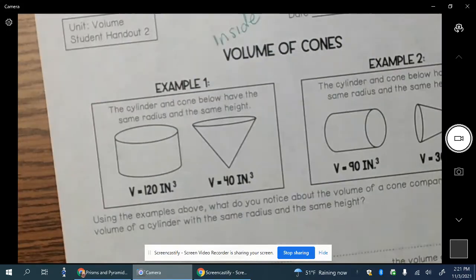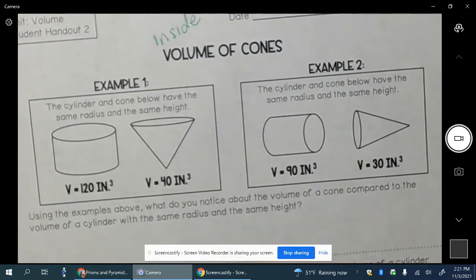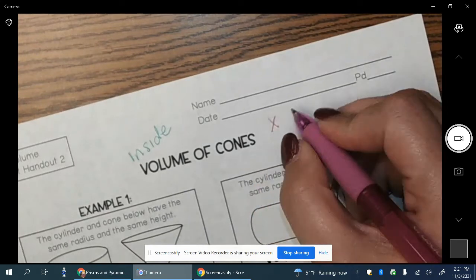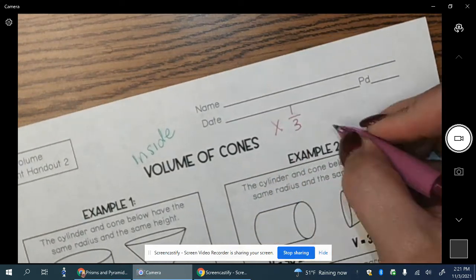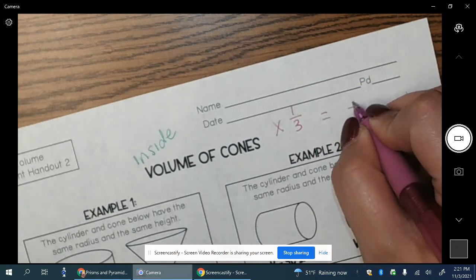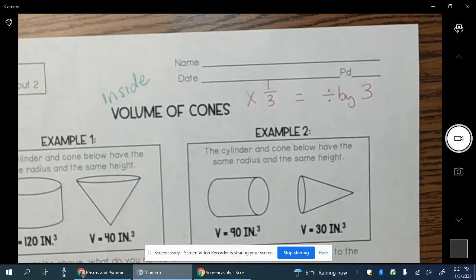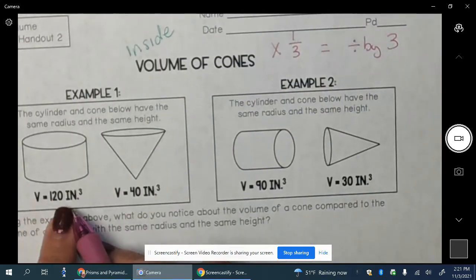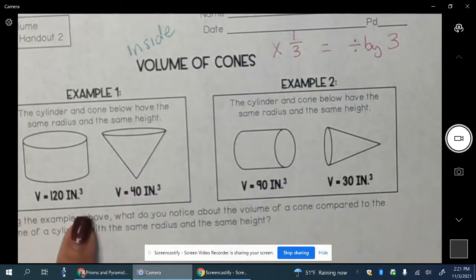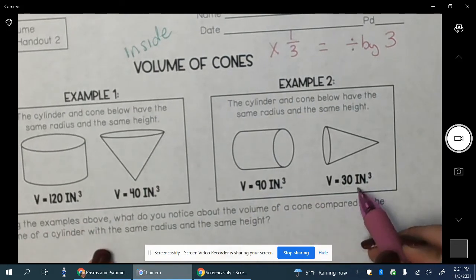Me too. Okay, let's do cones really quick. Cones. What was that magic number of the number of cones? 3. So times 1/3 is the same as divide by 3. If you see 1/3, it's the same thing as dividing by 3. The same exact thing. 3 is the magic number. So here, if I told you this was 120, you would divide by 3 to tell me it's 40. 90 divided by 3 is 30.